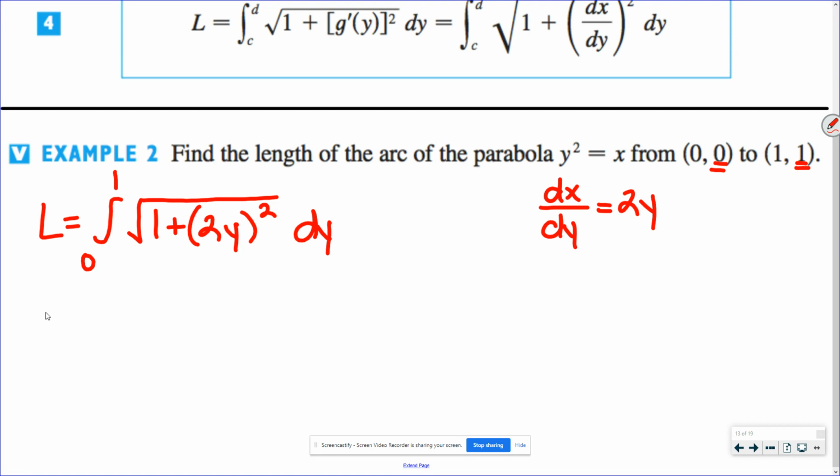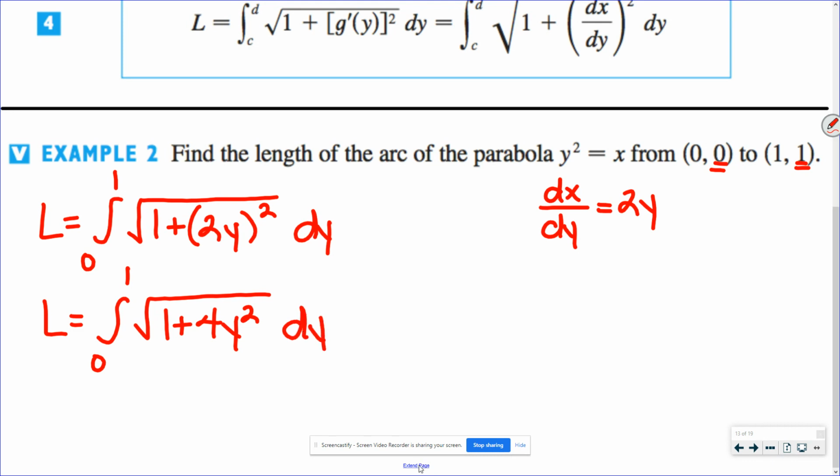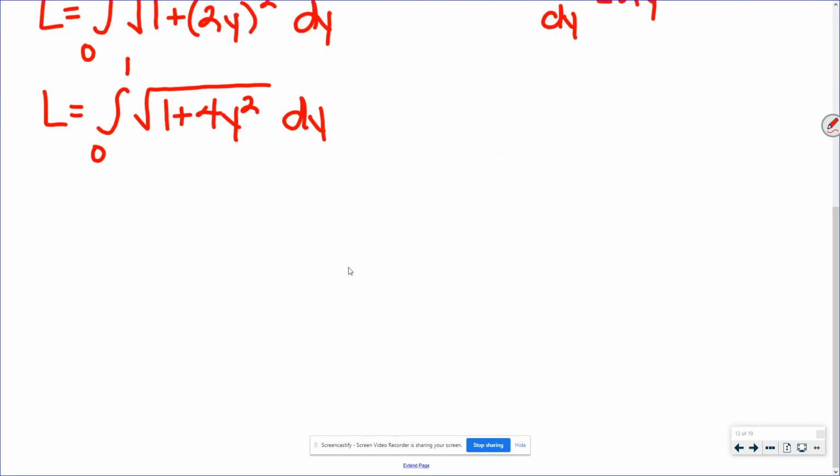Okay, the next move is kind of get it ready to integrate. So 0 to 1 is still my interval. I think I'm just going to quickly clean this up and call it 4y squared. Okay. At this point, you could try u substitution, but u substitution is not going to work real great. So there is a way to solve this integral by hand.